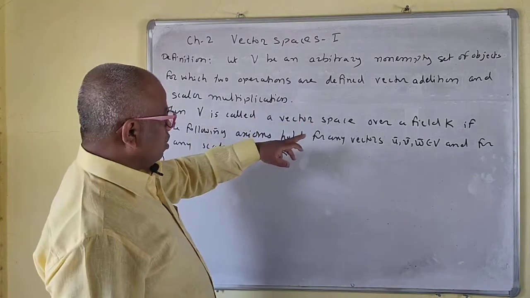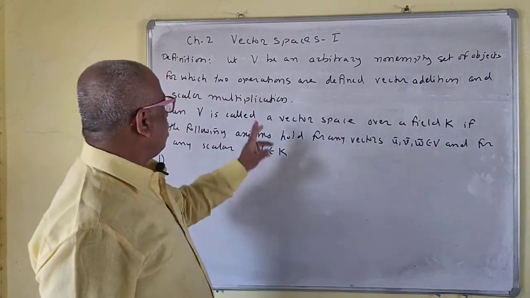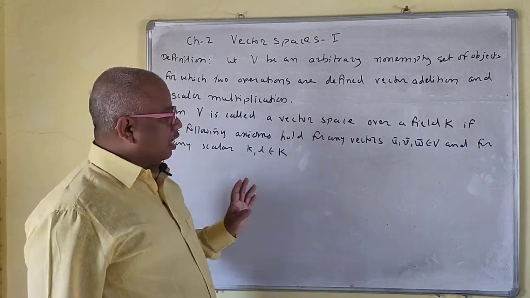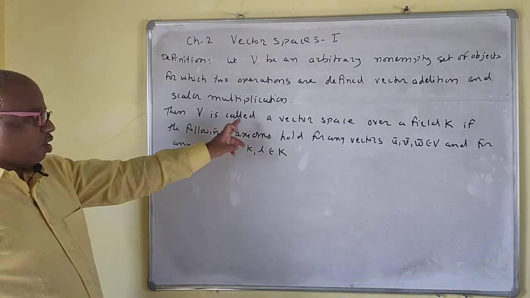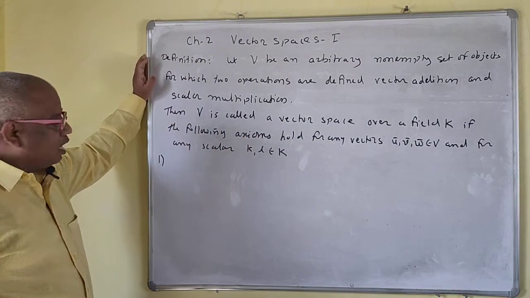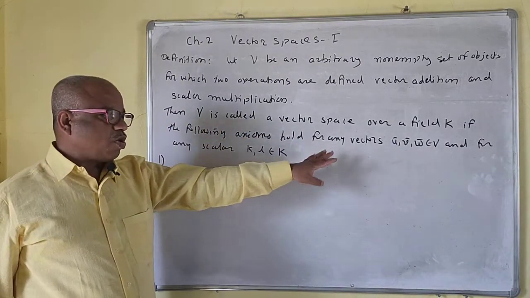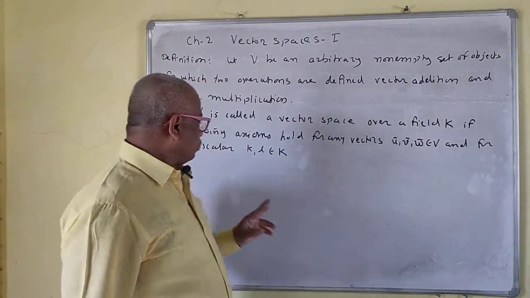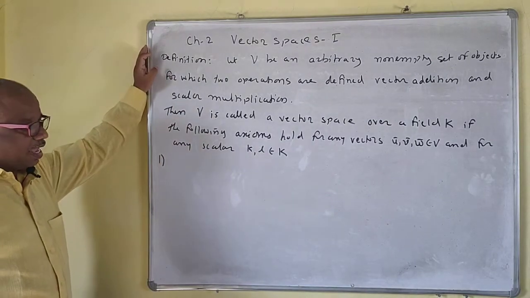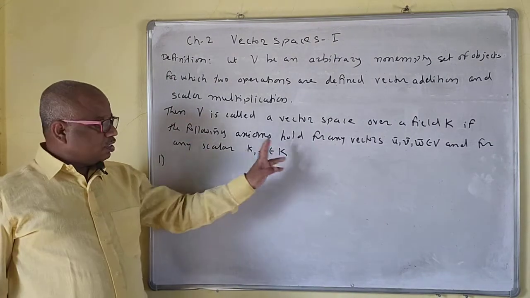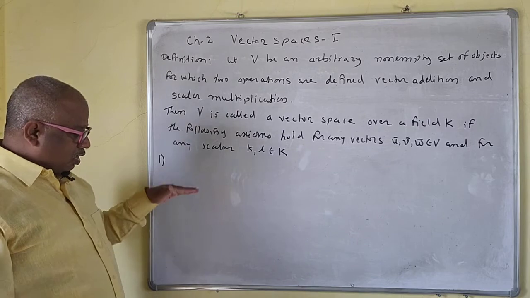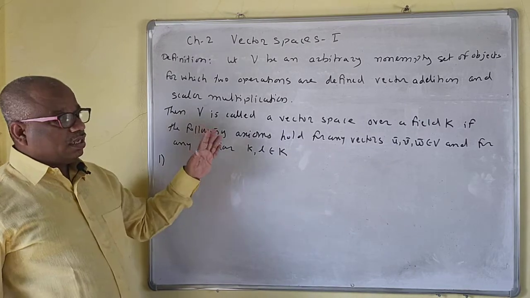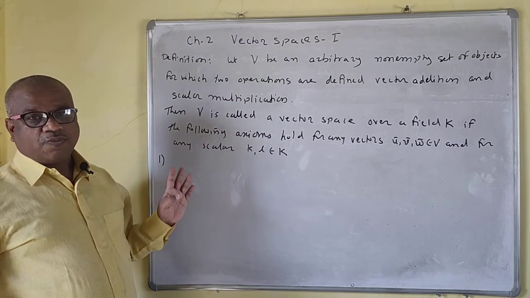This field we have taken as K. The scalars are taken from the field K. V is called a vector space over a field K if the following axioms hold for any vectors u bar, v bar belonging to V, and for any scalars K and L belonging to the field. If these 10 axioms hold, then the set V is called a vector space.